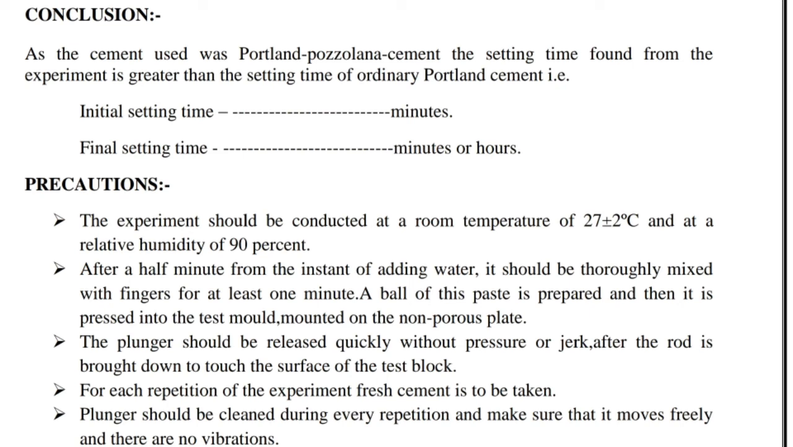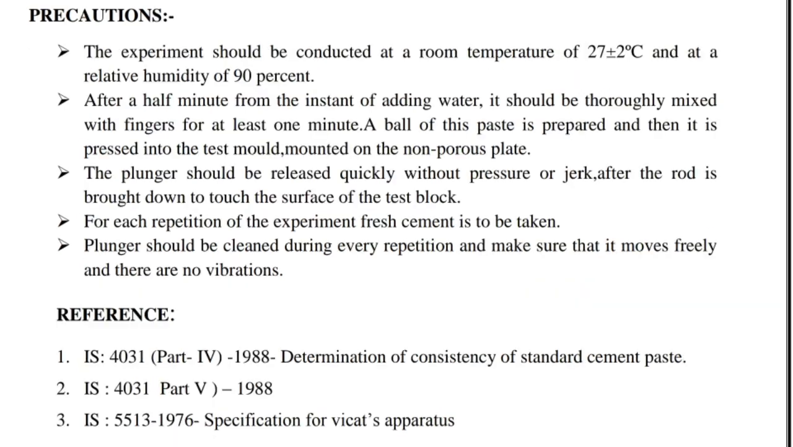A ball of this paste is prepared and then it is pressed into the test mold mounted on the non-porous plate. The plunger should be released quickly without pressure or jerk after the rod is brought down to touch the surface of the test block. Next, for each repetition of the experiment, fresh cement is to be taken. Next, plungers should be cleaned during every repetition and make sure that it moves freely and there are no vibrations.